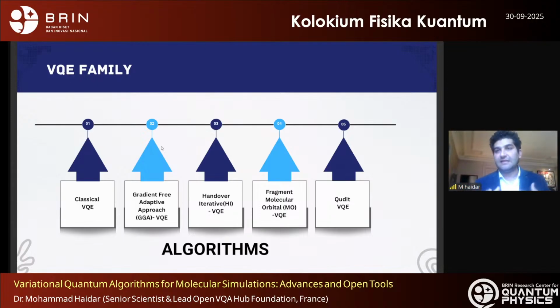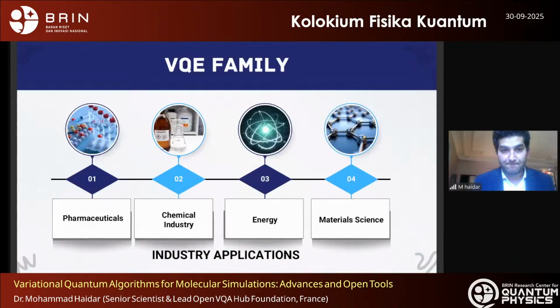Qudit VQE is a kind of approach where, instead of using qubits, you use qudits, and here the NISQ device will be super happy because you will need a smaller number of qudits and you will need fewer gates. But to realize this qudit in hardware is really challenging because it's bigger, like 3 or 4 or 5 levels, depending on the dimension of the qudit. You need more than 2 levels.